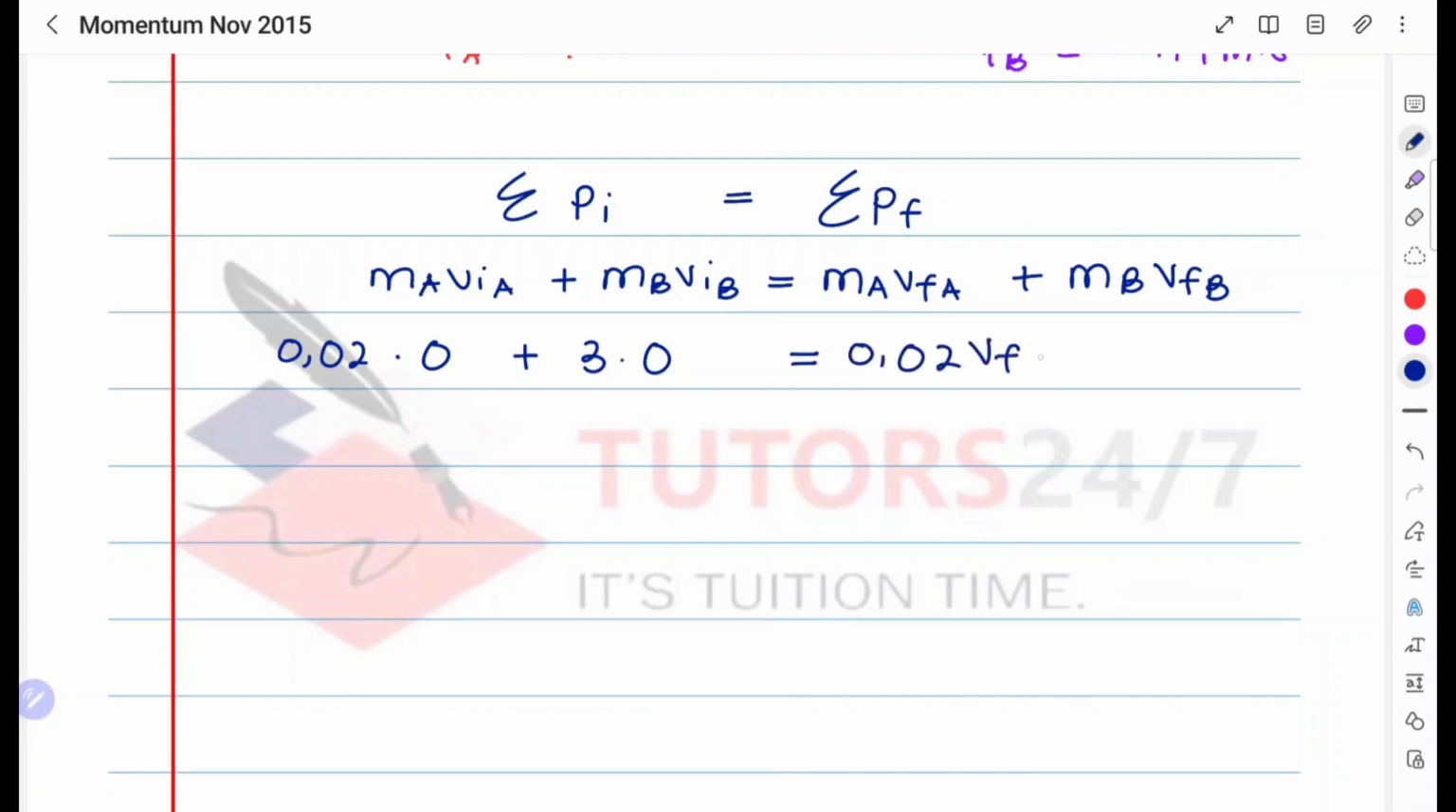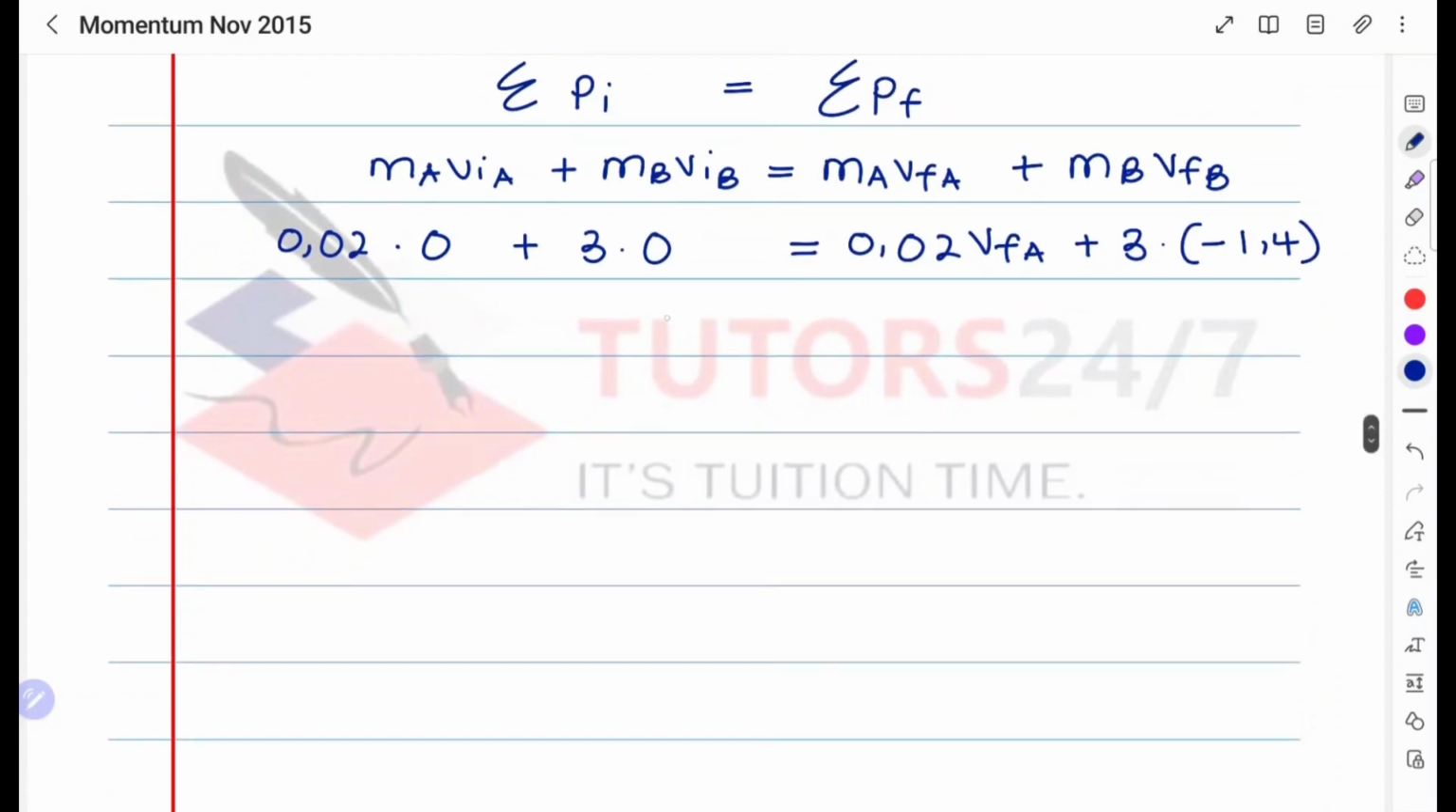is equal to 0.02 VFA plus 3 times negative 1.4. From here, the entire left hand side is going to be 0, and this will remain 0.02 times the final velocity minus, so we put 3 times negative 1.4 on our calculator. That gives me negative 4.2.